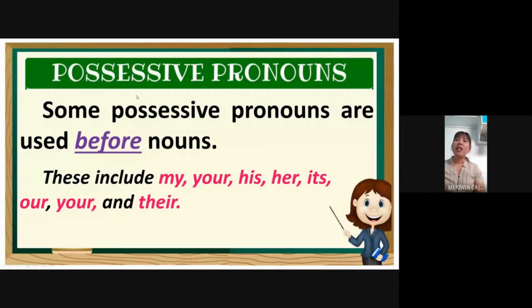Okay, what are the possessive pronouns that you need to use if you are going to have it before the nouns? Okay, these are the following. Take note of this, kids, because this is very important. So one is my, your, his, her, its, our, your, and their. Memorize this. These are the words or the possessive pronouns that you need to use before the nouns.